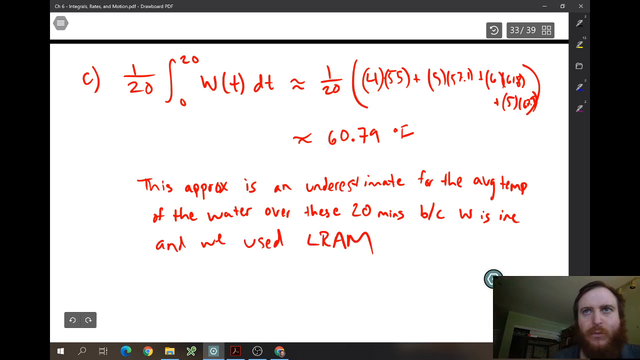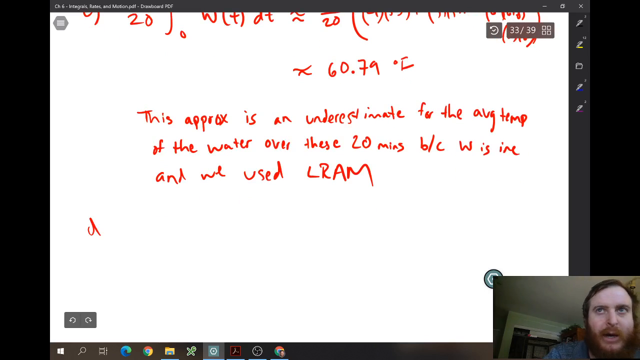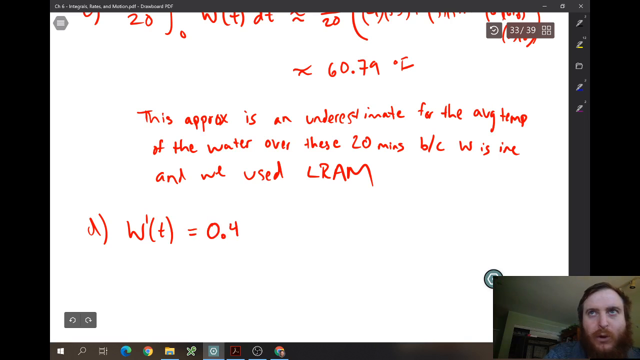Okay. And D asks us to find, they give us a new function. They say that now we're going to use W prime of t, and we're going to use that between times 20 and 25. And that's equal to 0.4 square root of t cosine of 0.6 t.